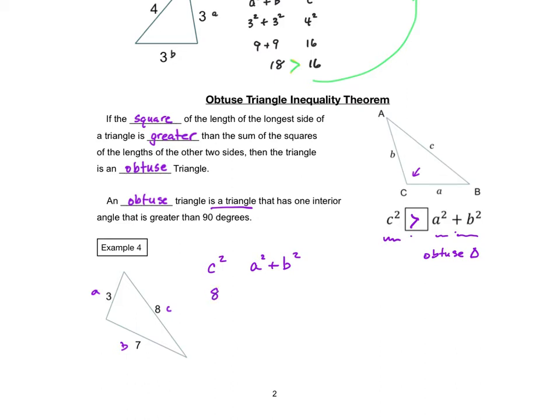So I have 8 squared, and then I have A squared, which is 3 squared, plus B squared. And then I have 64, and then 9 plus 49, and this is going to be 58 and 64. And sure enough, 64 is greater than 58. So right here, C squared is greater than the sum of the other two sides squared, and there you have an obtuse triangle.